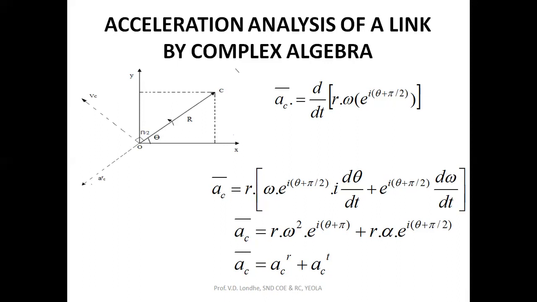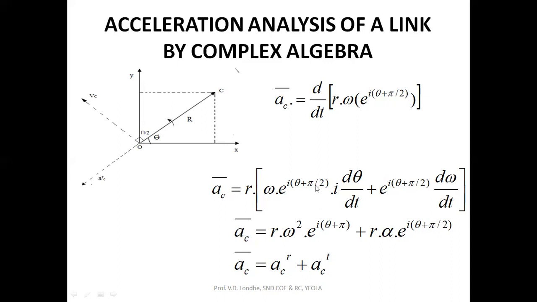As we know, the definition of acceleration is the rate of change of velocity with respect to time. So here, for angular velocity with respect to time, we will have angular acceleration. And that angular acceleration is given by alpha. So here if you see, d omega by dt will be equal to alpha, where alpha is nothing but the angular acceleration. So r into alpha into e raised to power i theta plus pi by 2.